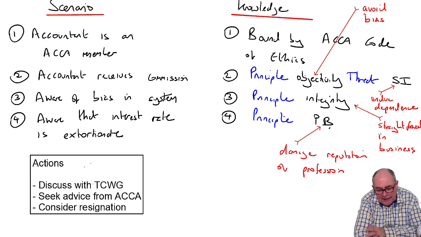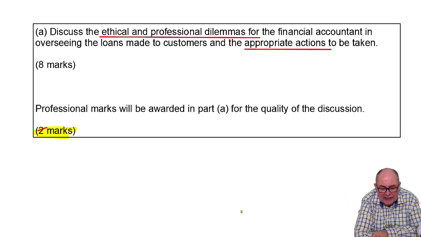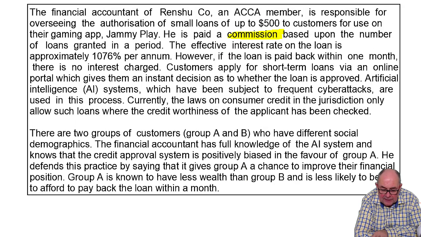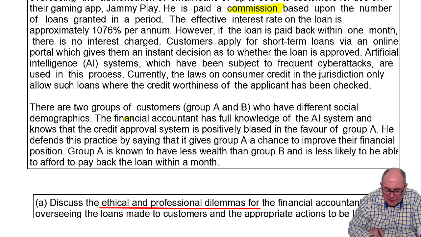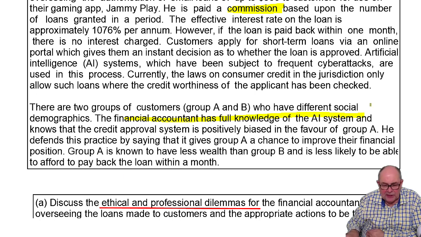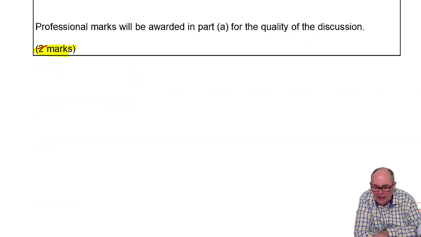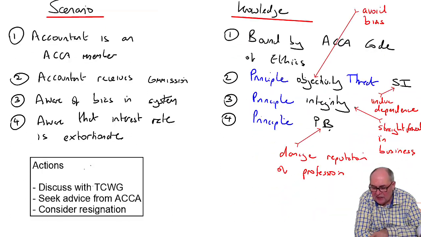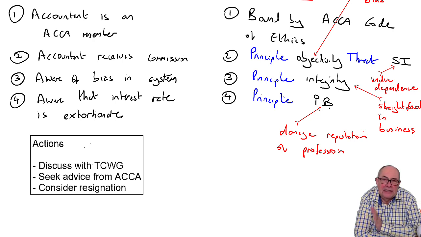She or he is aware of the bias in the system, so they know that something's going on. That was back here in the scenario. There it is. The financial accountant has full knowledge of the system, so I linked that to integrity. Again, it's not enough to say this is a breach of integrity. Say what it means. Integrity means that you must be straightforward in business.